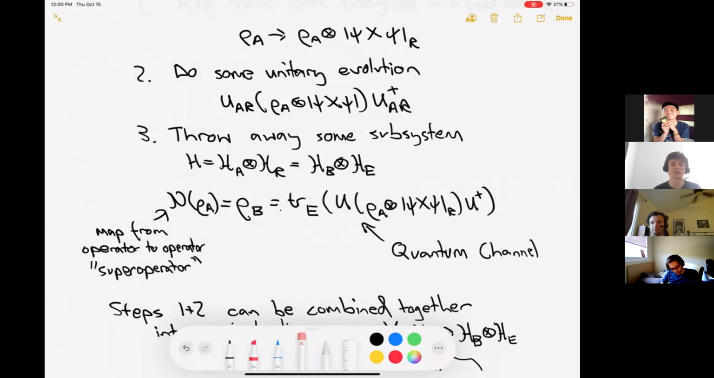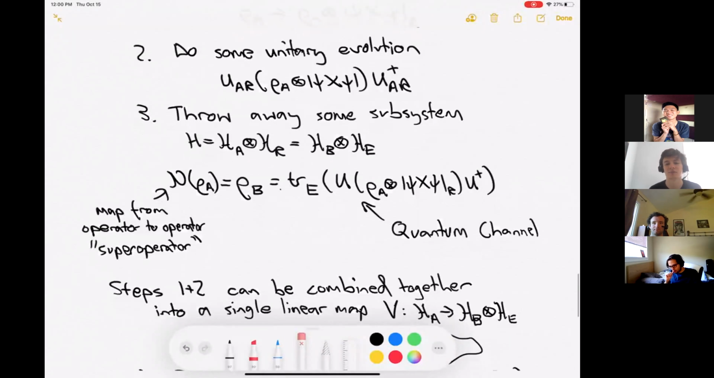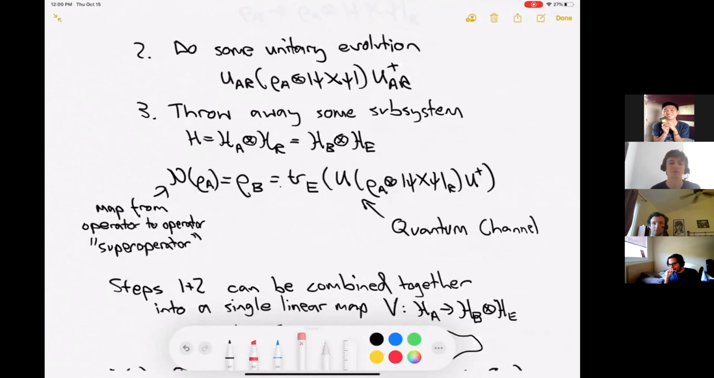Imagine we have some, say, 12-dimensional Hilbert space. We can think of that as a tensor product of a 4-dimensional Hilbert space and a 3-dimensional Hilbert space, or we could think of it as a tensor product of a 2-dimensional Hilbert space and a 6-dimensional Hilbert space. There are different ways to think of it as a tensor product. So you start out with a 3x4, and then you end up with 2x6. Then when you throw away some subsystem, you're throwing away the 2, say. Okay.